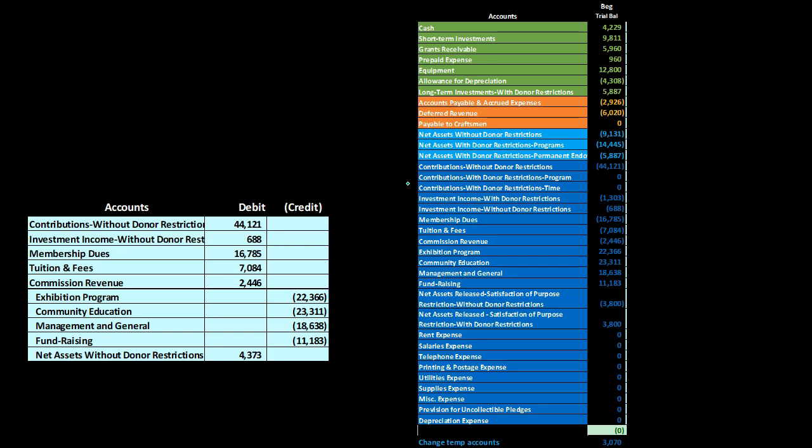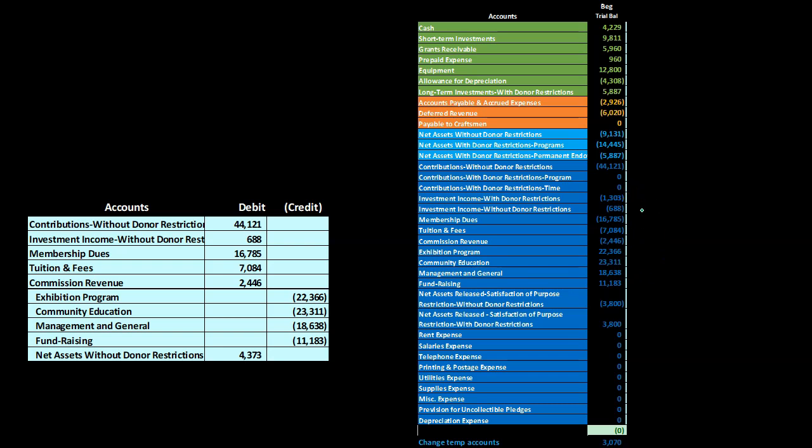And then, of course, we have our expenses, and here we have the expenses broken out by function, including the exhibition program, the community education, the management and general, and the fundraising. What we're going to do here is close out these items, as in a for-profit type of organization. You would typically think of closing out all of these blue accounts, and that's what we'll do here.